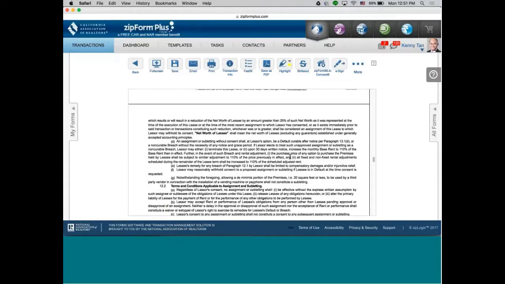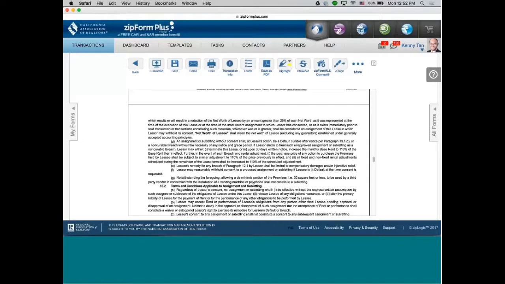And then it says here, and all fixed and non-fixed rental adjustments scheduled during the remainder of the lease term shall be increased to 110% of the scheduled adjusted rent. That means that everything is adjusted by 10% extra if you have an unauthorized assignment. Okay? So that's important to know. And then it says here, lessee's remedy for any breach of paragraph 12.1 above by lessor shall be limited to compensatory damages or injunctive relief. Okay?